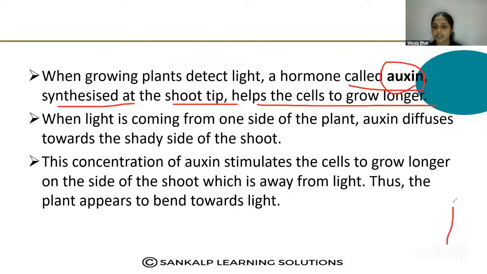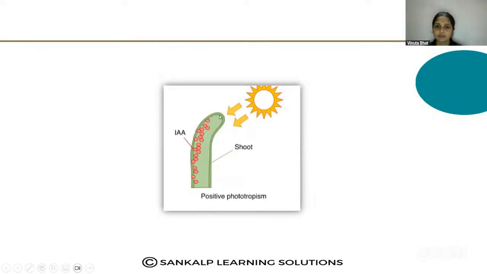It is synthesized at the shoot tip, and it helps the cells to grow longer. When the plant receives sunlight from one side, auxin diffuses towards the shady side of the shoot. Here the auxin is synthesized where it receives the sunlight, and after that it moves towards the shady part of the shoot tip.